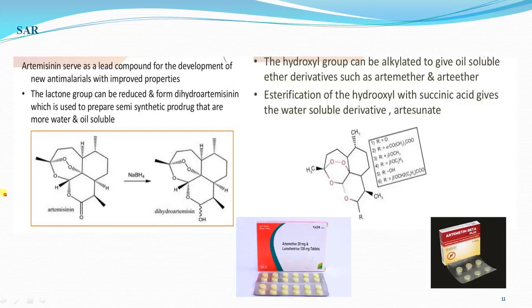Again, regarding structural activity relationship, as we discussed, artemisinin serves as a lead compound for the development of antimalarial agents. Reduction of artemisinin forms dihydroartemisinin. The hydroxy group can be alkylated to form oil soluble ether derivatives, that is artemether and arteether. Then esterification of this hydroxy group with succinic acid gives the water soluble derivative, that is artesunate.